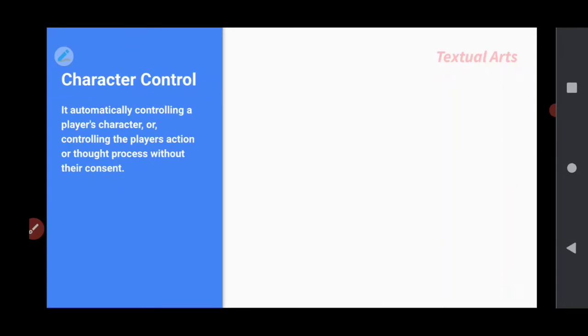Because character control is a big instance, people don't know the methods of how to control people's characters without their consent. When I say without their consent, I mean not asking, hey, yo, can I control your character? Not in that way, but using methods where they have to fight against it.